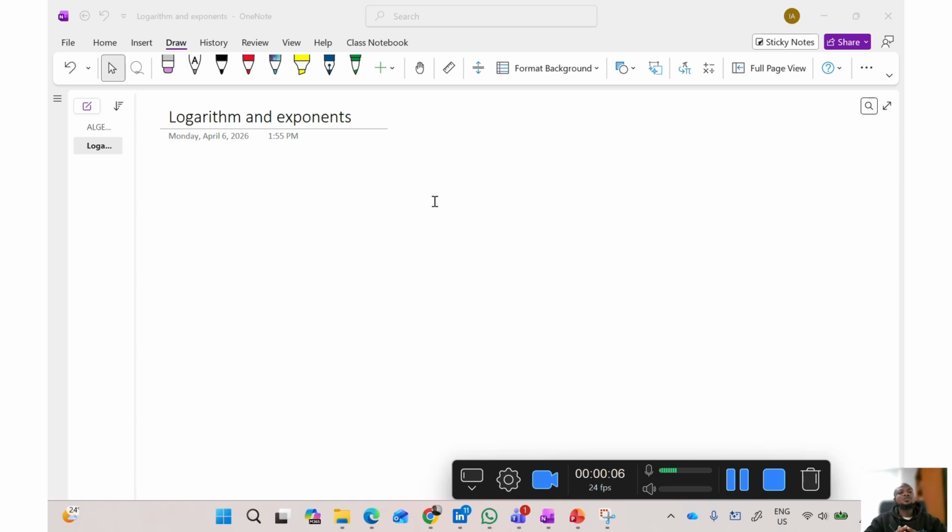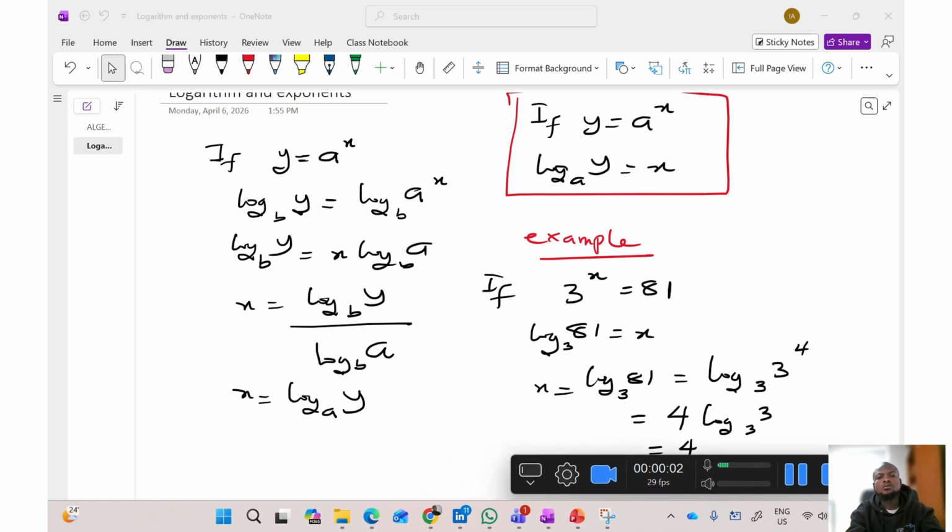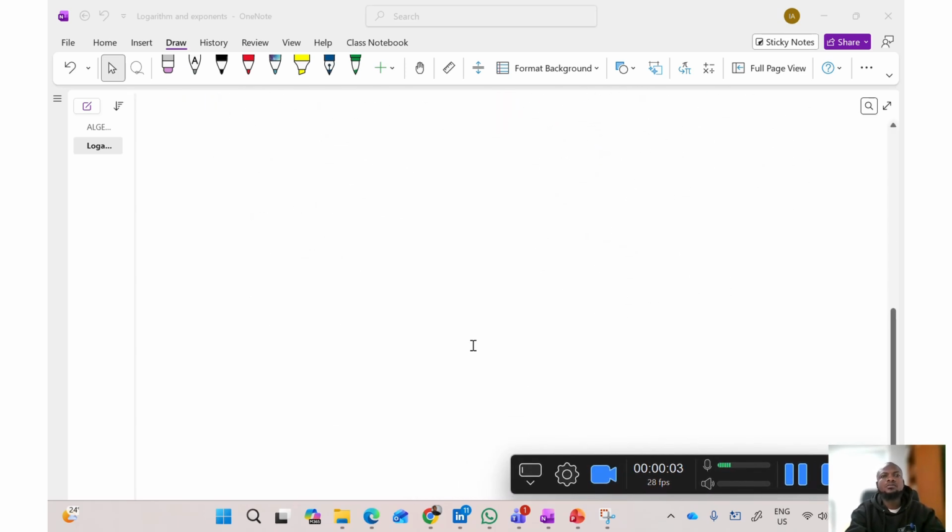In this session, I'll teach you guys logarithm and exponents. Let's start now with the rules of logarithm.